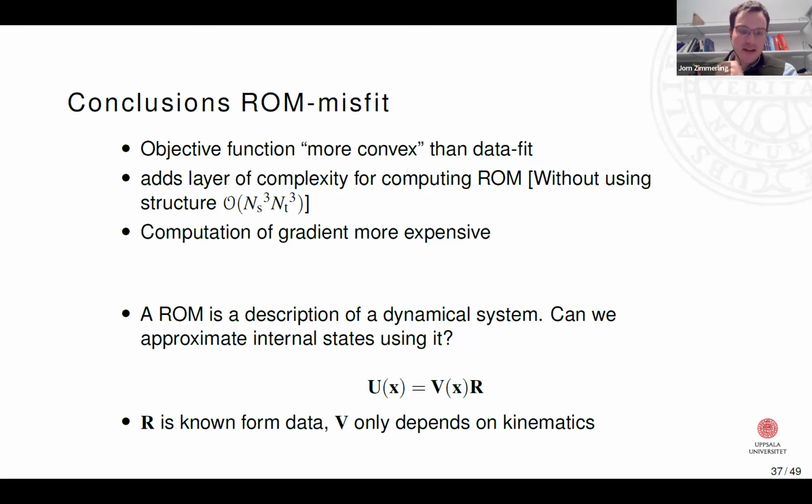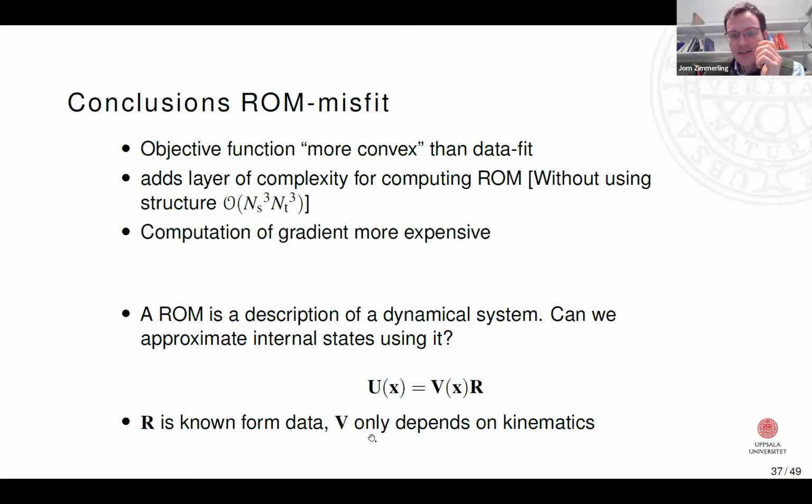The other thing that I've hinted at, and I want to spend five minutes on, is this reduced order model. We've now just used it to optimize the dynamical system, but could we actually approximate internal states with it? I've said that these basis functions, you don't know them inside your unknown medium, and you also don't know V inside your unknown medium, the orthogonalized snapshots. But R are the Cholesky factors of the mass matrix, and they're obtainable purely from data.